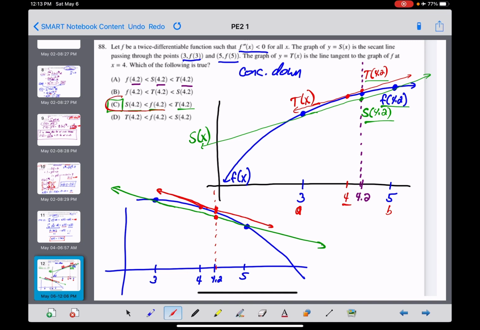So it looks like in either of the two cases that I can think of here, C would have been the right answer, so that's what we've got for number 88.